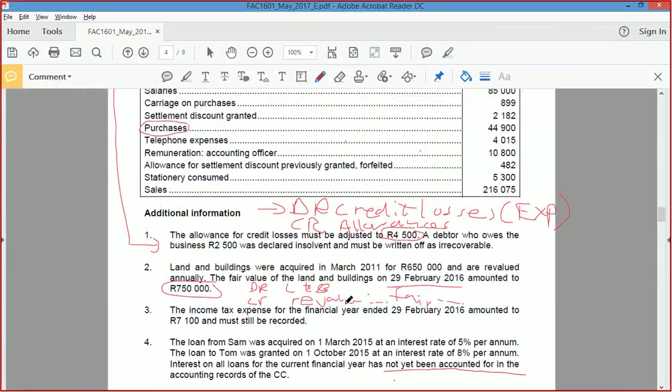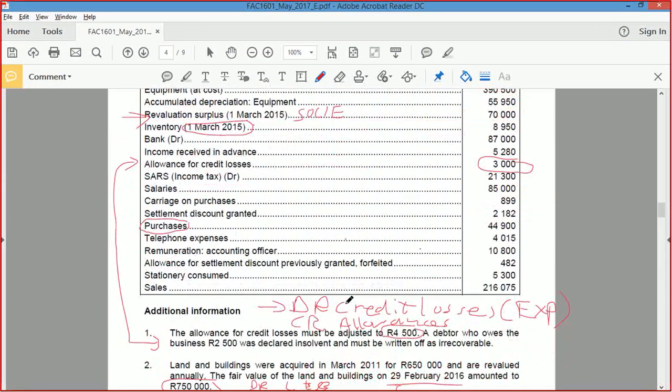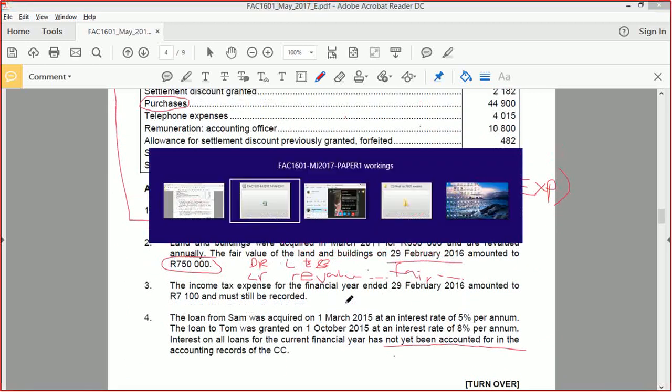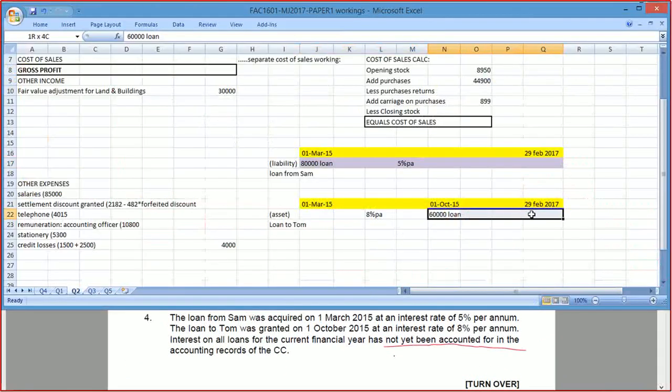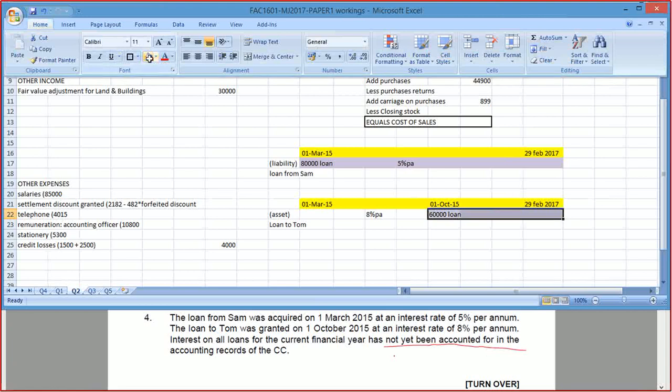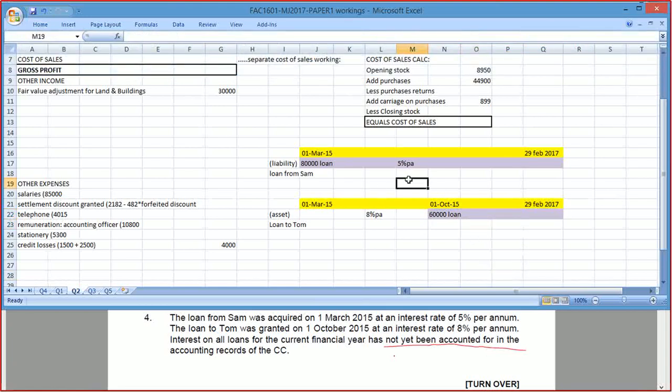Did you have Tom's loan for the full year? No, not for the full year. He only had it for a couple months. How many months? October, November, December, January. 5 months. Okay, let's double check. October you count because it's the 1st. So October, November, December, January, and you do count February because it's the end of the month. Good, so 5 months is correct.